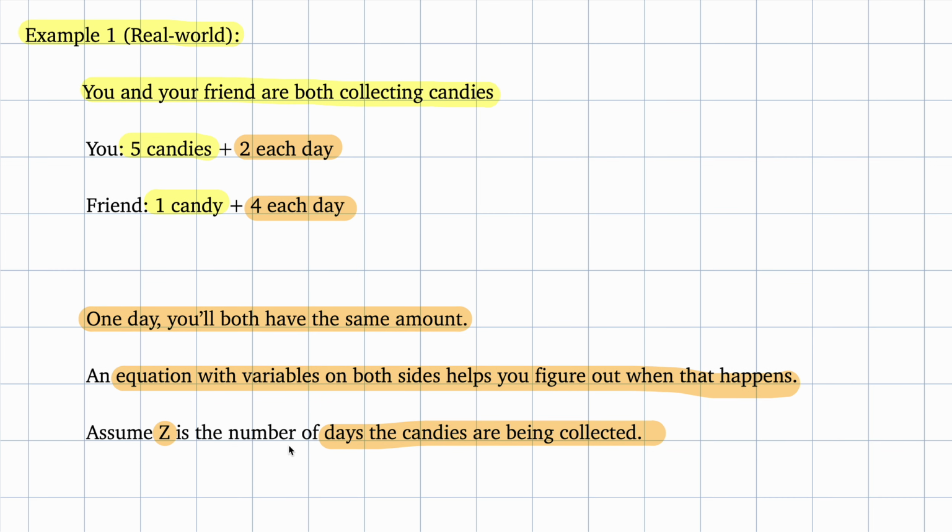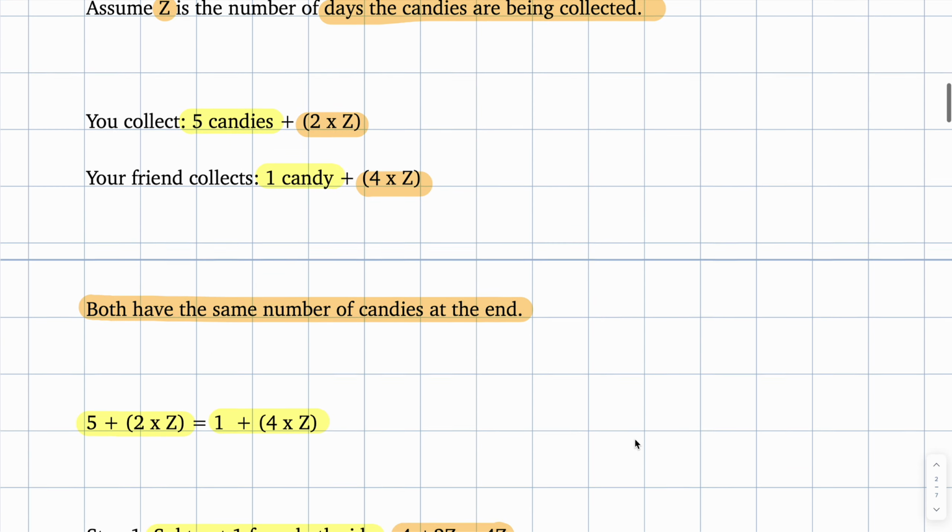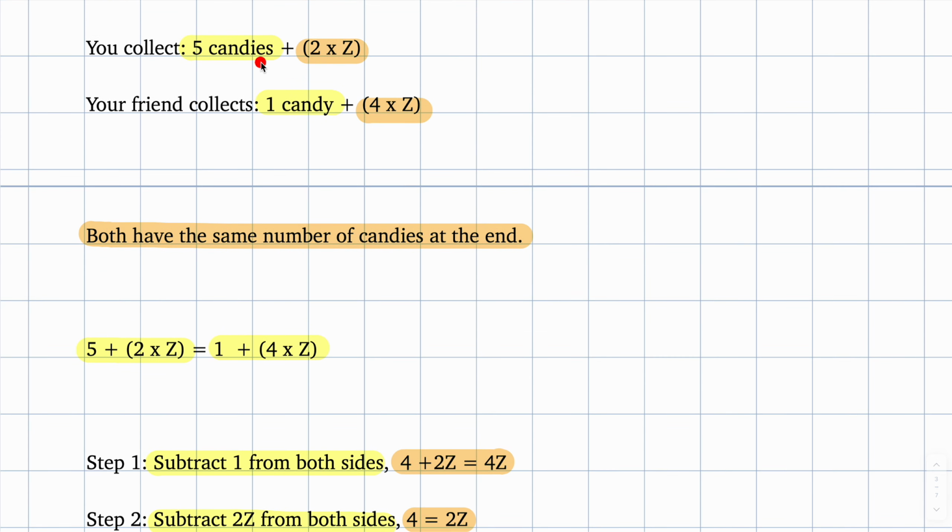Let's say z is the number of days the candies are being collected. You get 5 candies, the starting point, plus 2 times z, and your friend collects 1 candy, plus 4 times z, 4 per day. We both have the same number of candies at the end, so we can set 5 + 2z and 1 + 4z equal to each other. And we see that right here.